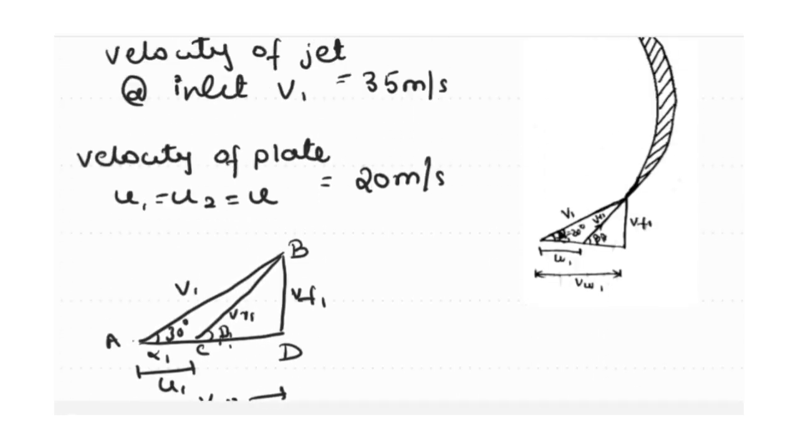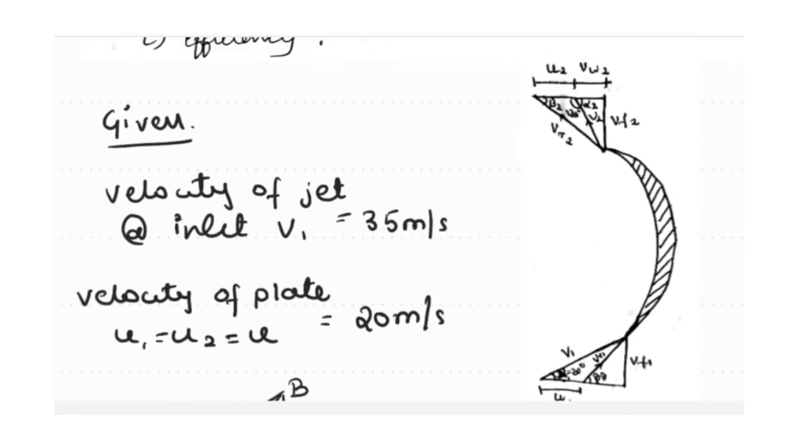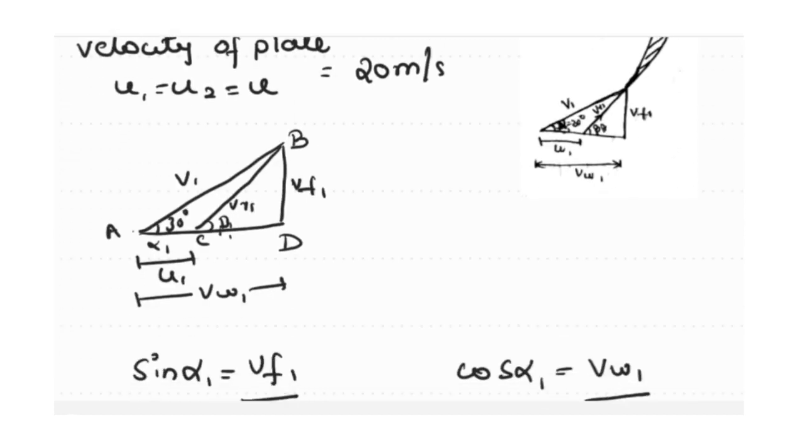So we should move to the outlet triangle now. From the inlet to the outlet we got VR1 is equal to VR2, and here U2 is known. The remaining VW2 we have to calculate, and alpha 2 we can calculate. That is alpha 2 is equal to 180 minus 120, and beta 2 we should calculate. So I will draw the enlarged view of the outlet triangle.